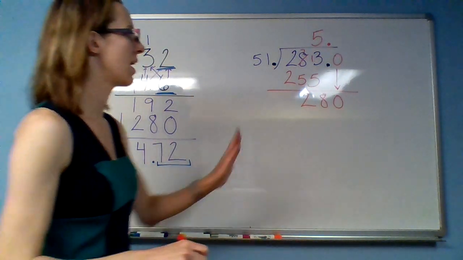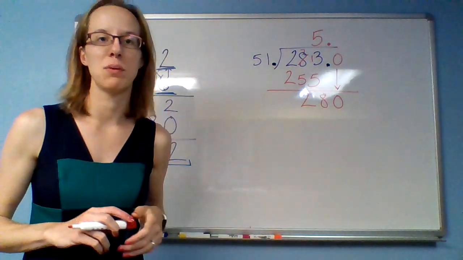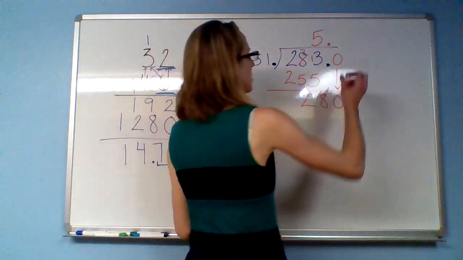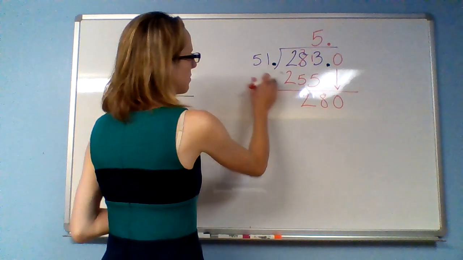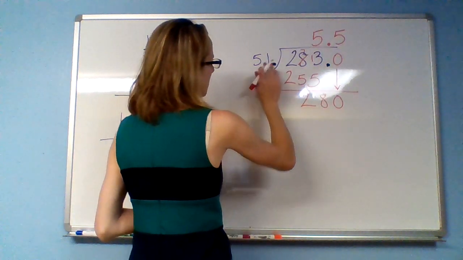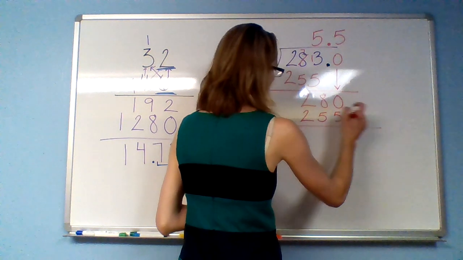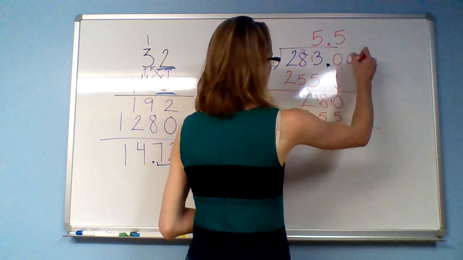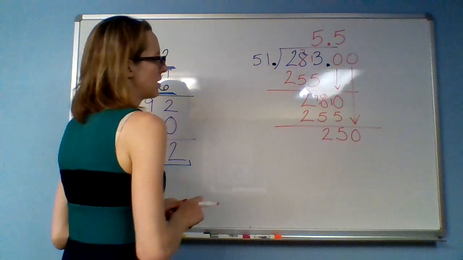Now I'm starting to work on after the decimal point. You'd have to look at the problem and see how many place values they want you to work out to. So if they say out to the tens, out to the hundreds, out to the thousands, you need to add zeros here to get to the place value they wanted you to get to. 51 into 280 is also going to be 5. 5 times 51 is 255. I subtract. And then I could bring down another 0 depending on how many places they want me to go out to.